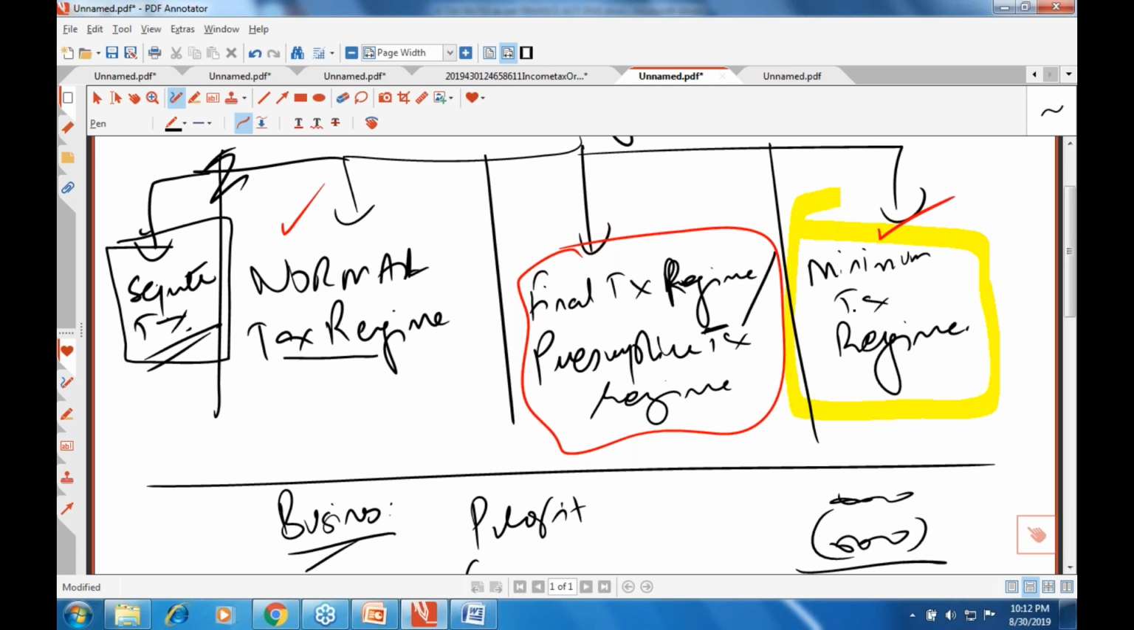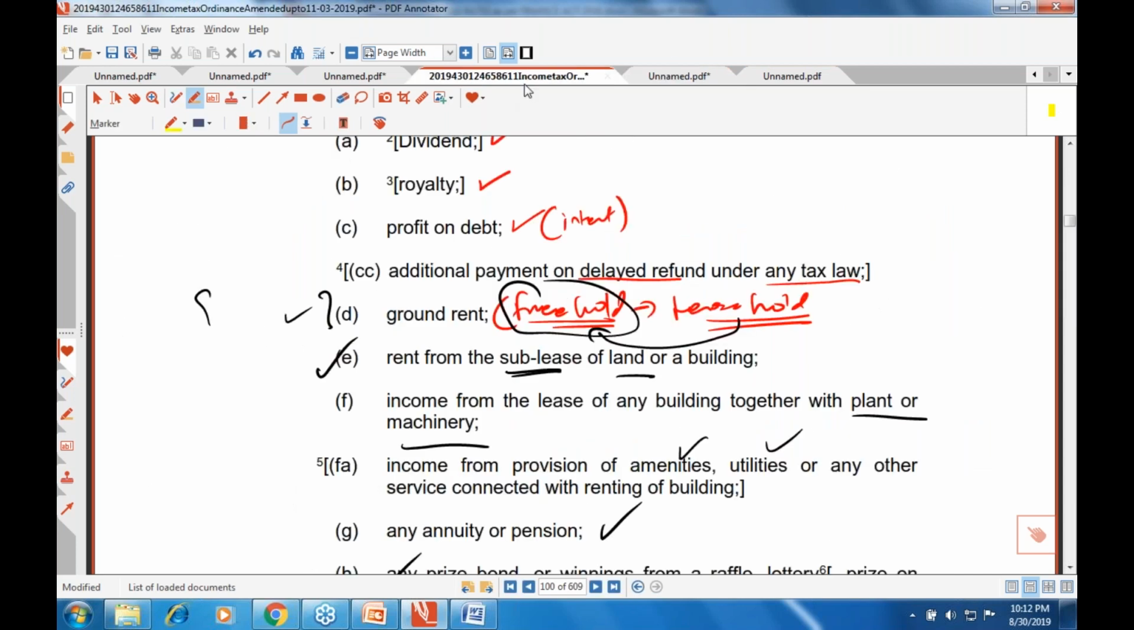Now, the question that was actually asked was, how do we tax the income from other source? It depends upon whether your income from other source falls under the final tax regime, or under the normal tax regime. It is dependent upon where it falls, and then how the taxation is applied on it.